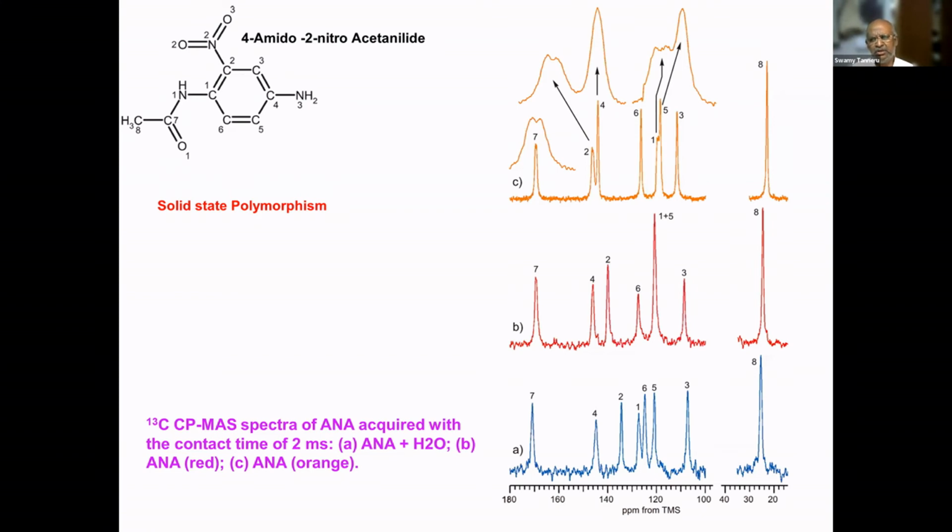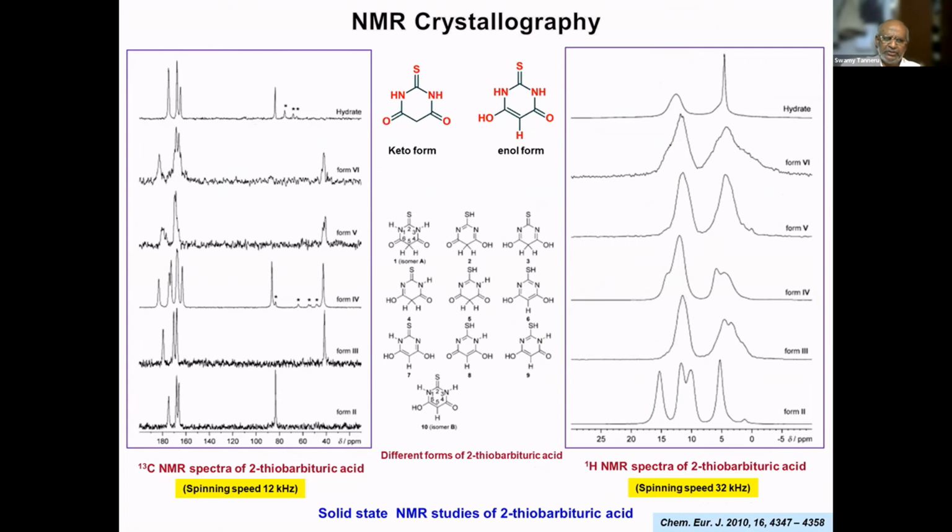So for example, you take a mortar and make a fine powder. If the polymorph is changing, then you can find out from the NMR, based on the signals, whether we have the same polymorph or another polymorph coming into the picture.